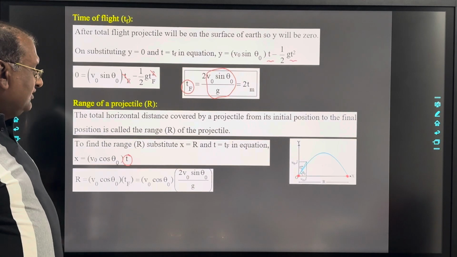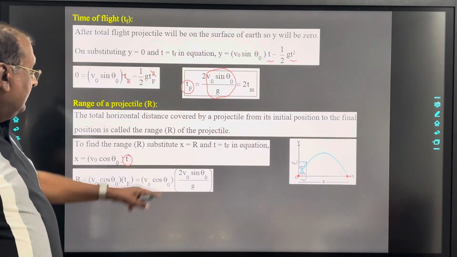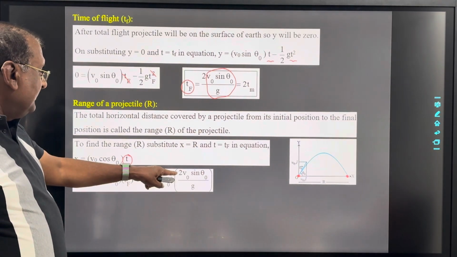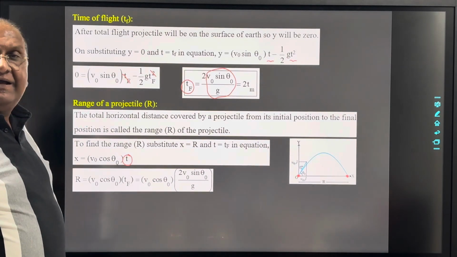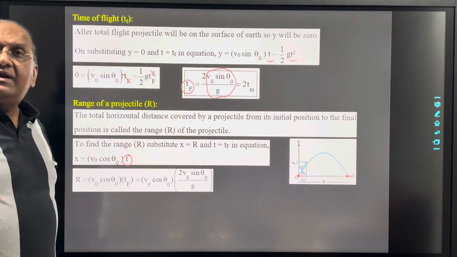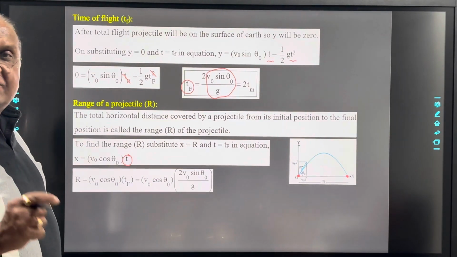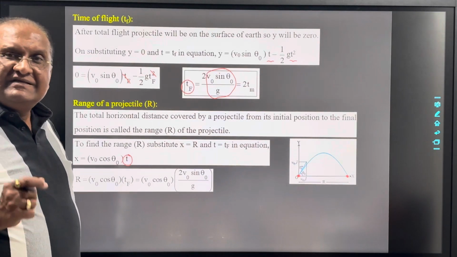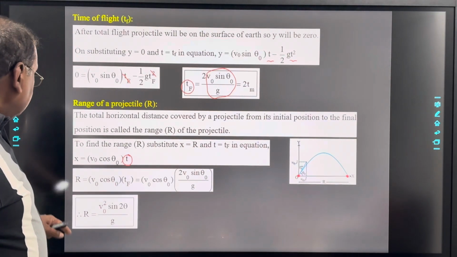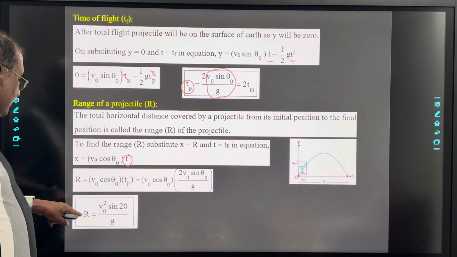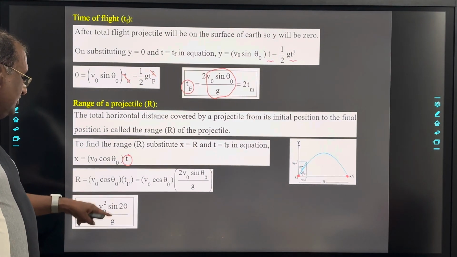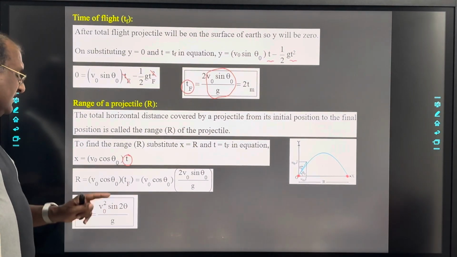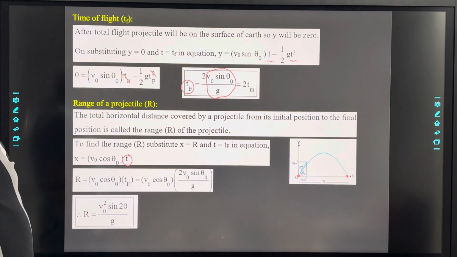v0 into v0 is v0 squared. Then we can take 2 sin theta cos theta, but in trigonometry you used to read that 2 sin theta cos theta is sin 2 theta. So we can write this as R = v0² sin 2 theta / g. So this is the equation of range.